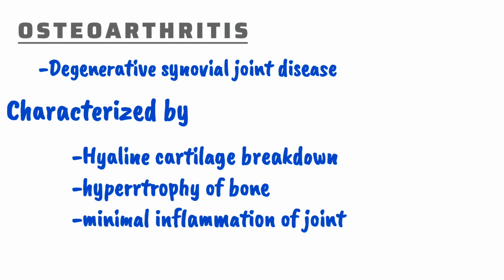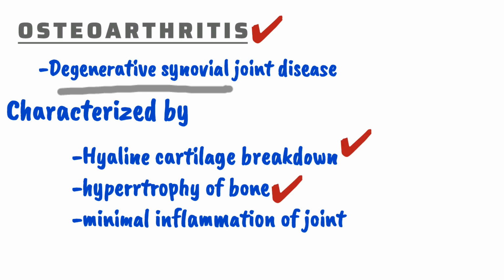Hello everyone. Today the topic which we're going to study is osteoarthritis. Osteoarthritis is an age-related degenerative synovial joint disease. It is characterized by hyaline cartilage breakdown, hypertrophy of the bone, and minimal inflammation of a joint.